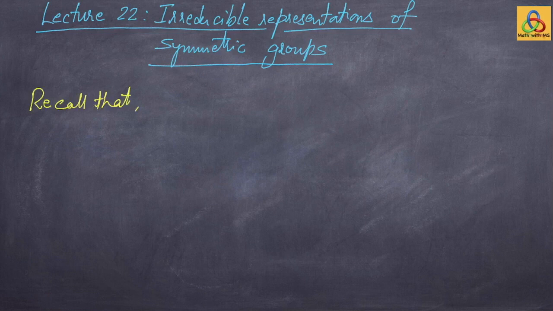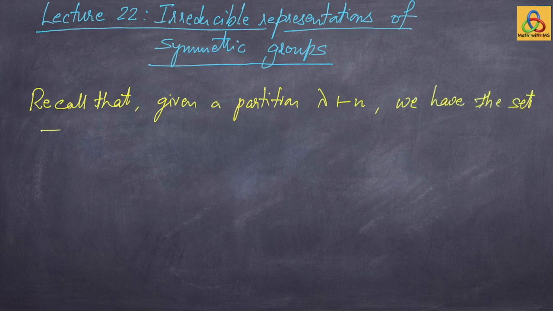In lecture number 21, we defined, given a partition lambda of a positive integer n, the set T superscript lambda of all lambda tabloids, where a lambda tabloid is an equivalence class of lambda tableaux, and a lambda tableau is simply a Young diagram in which the numbers 1 to n have been filled in any order, and two lambda tableaux are said to be equivalent if and only if they have the same set of entries in each row of the Young diagram.